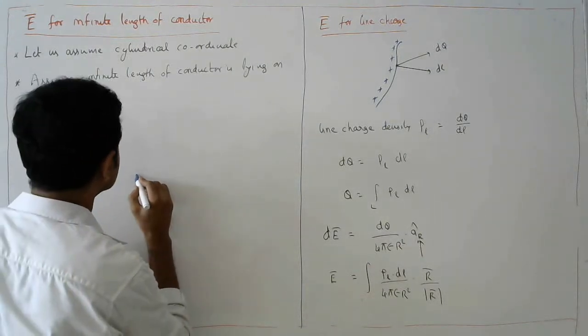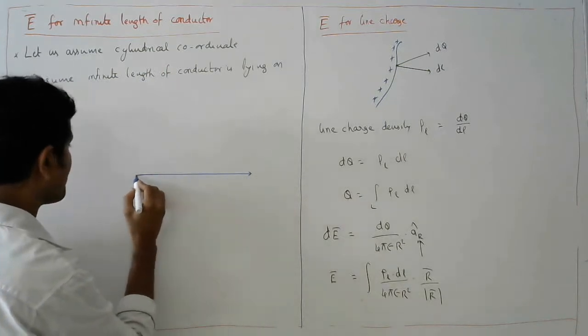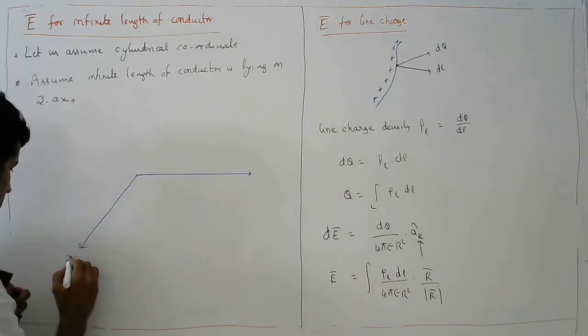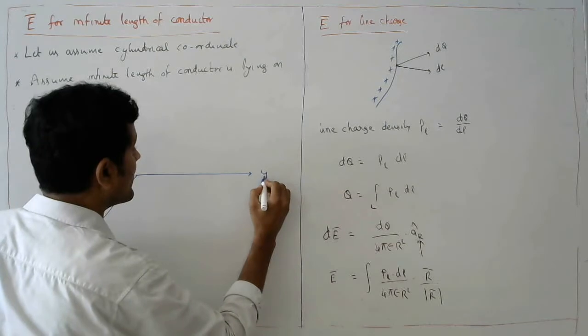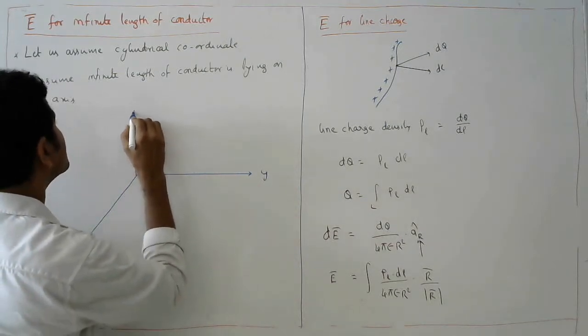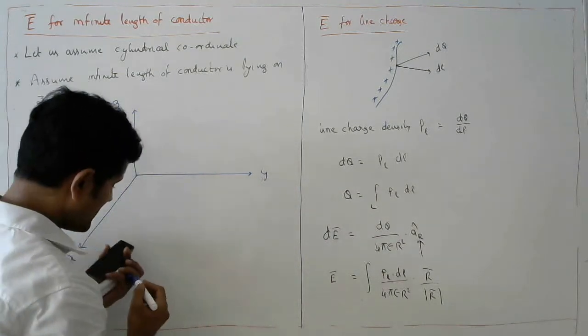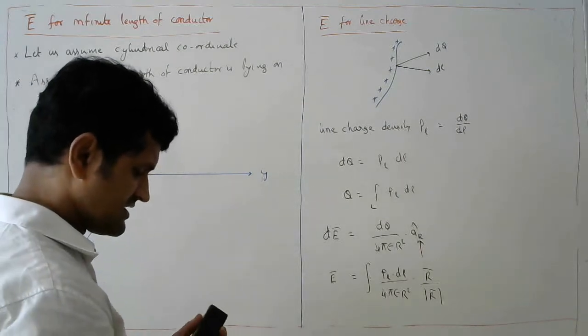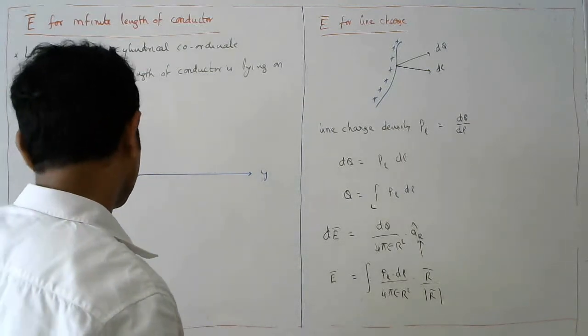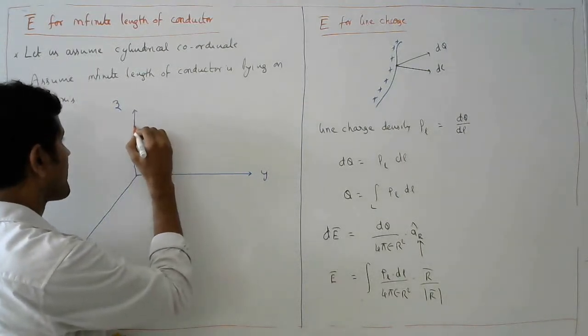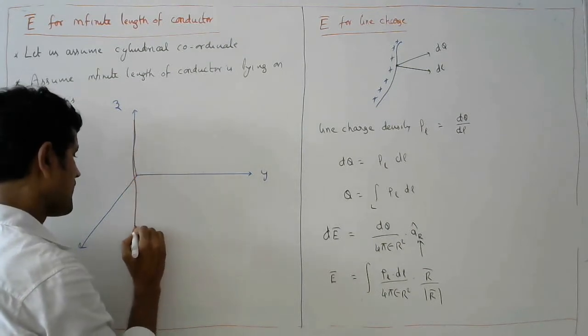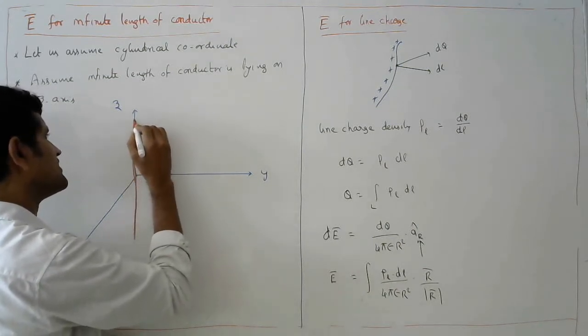What is in the coordinate system? X, y, z-axis. So the infinite length of the conductor is falling on the z-axis. Let us assume the infinite length of the conductor runs from minus infinity to plus infinity.